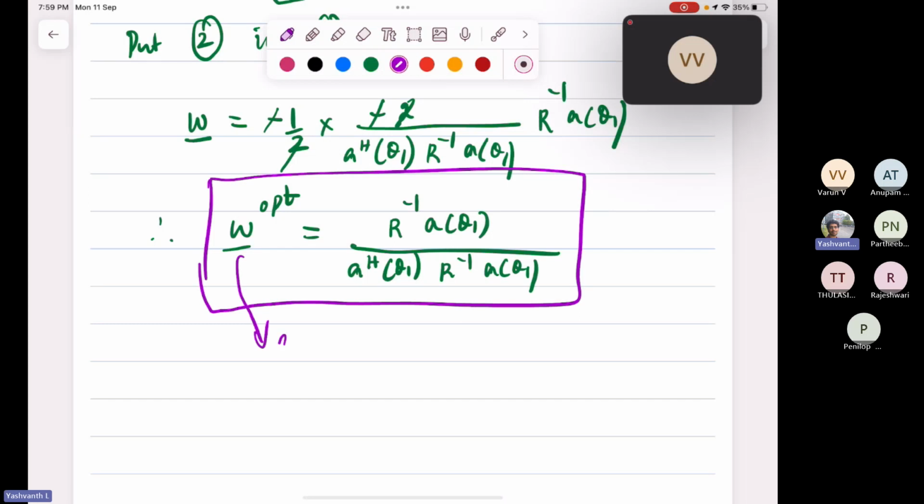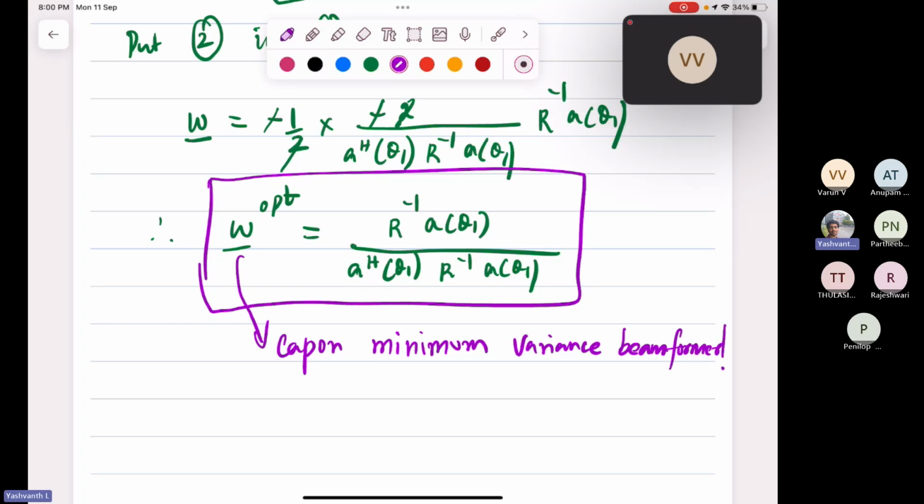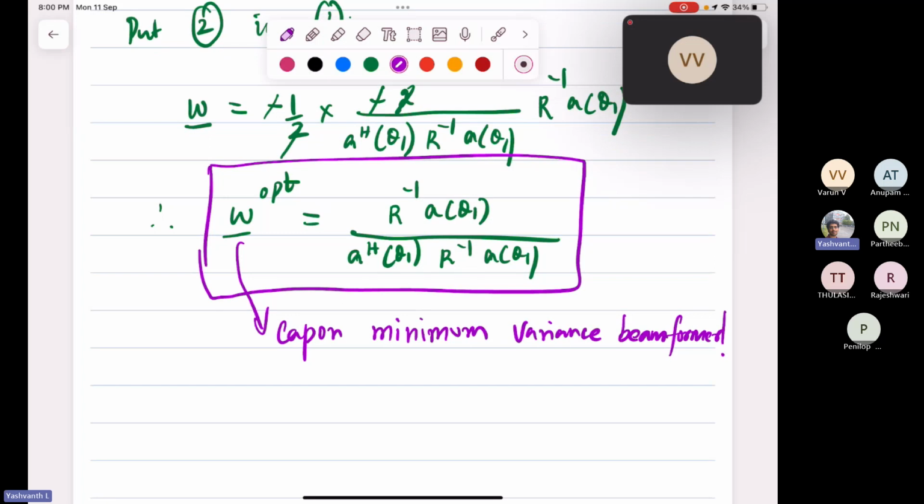So this is also called the Capon minimum variance beamformer. Why is it called minimum variance? See, variance in general measures the power of a signal. And I'm minimizing the entire power of the output signal, but subject to the constraint that I should maintain some fixed power in a given desired direction. This is called minimum variance beamforming. If you apply this beamformer, you can ensure that except for theta 1, the sum total power from any other direction will be as minimum as possible.